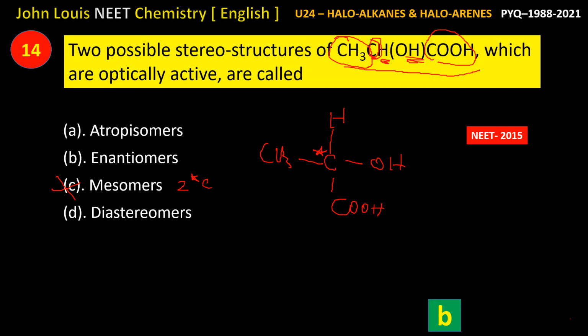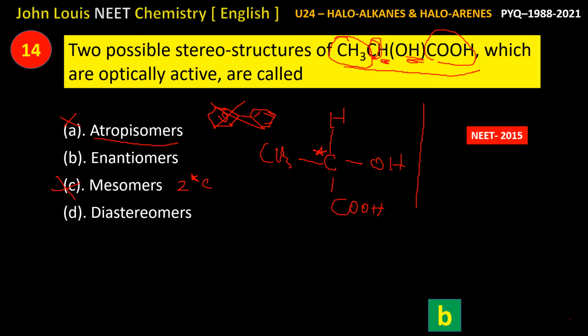And if you take option A, heteroisomers, what is that? There should be 2 benzene rings. These are biphenyl compounds. Heteroisomers exist only in biphenyl compounds, but here it is lactic acid. There is not even a single benzene ring. Therefore option A is also wrong. So it could be either enantiomers or diastereoisomers.